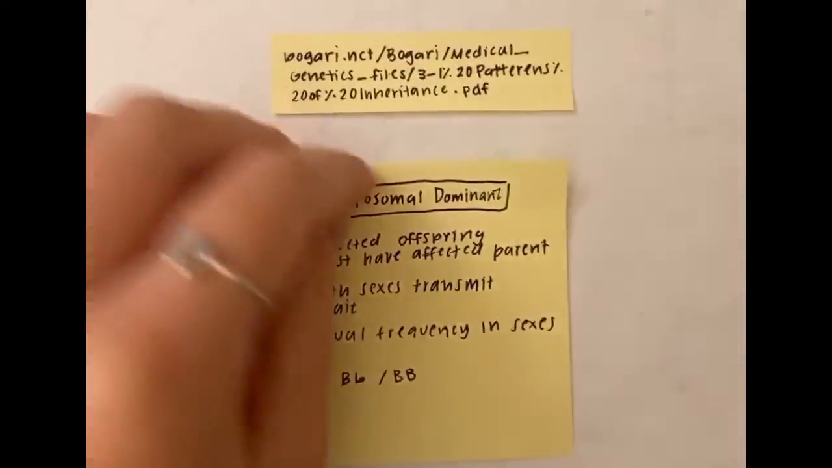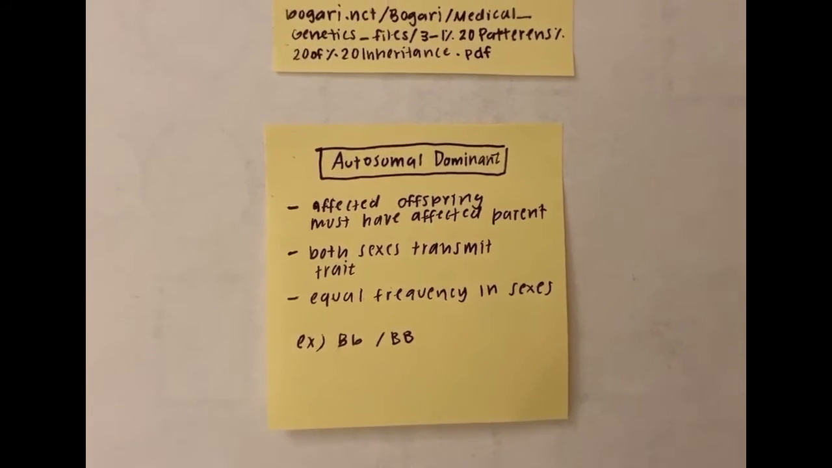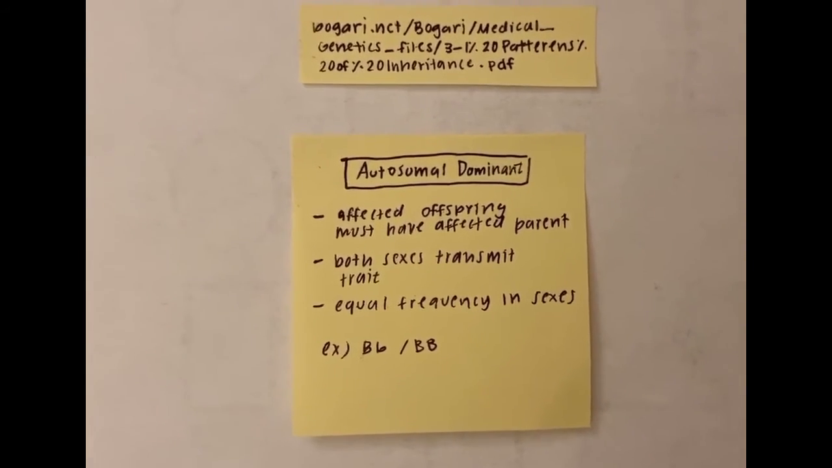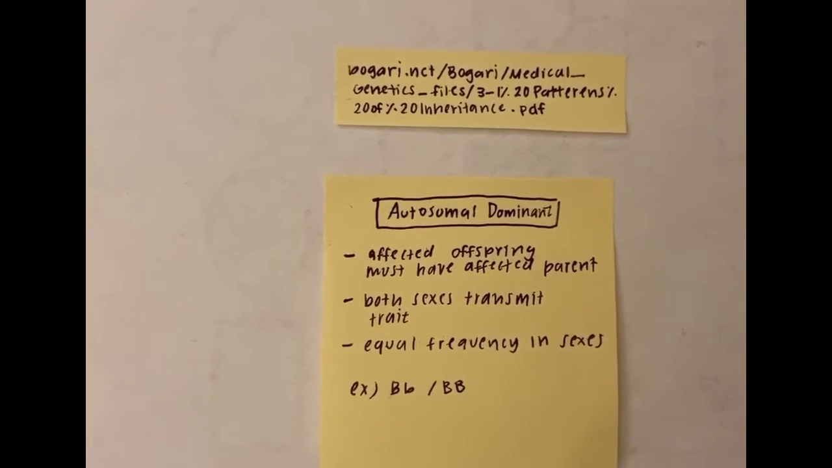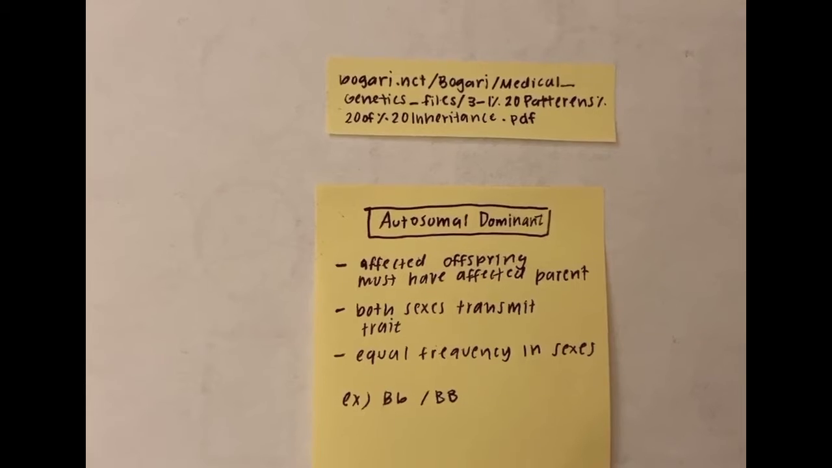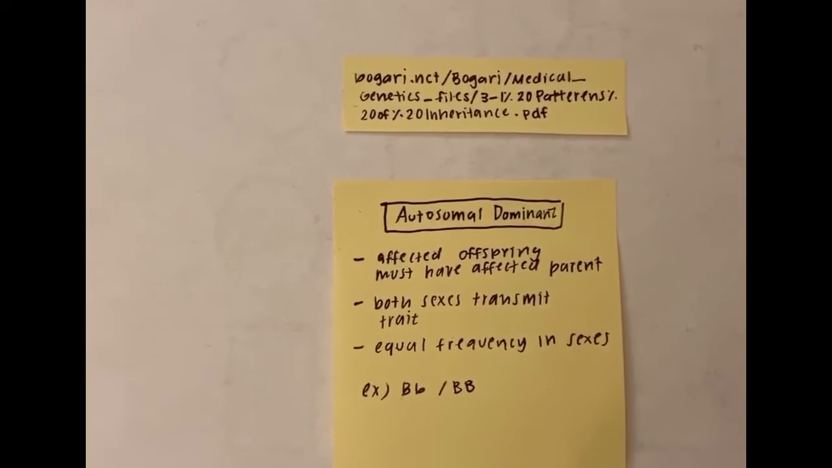The third is autosomal dominant, where we see affected offspring must have an affected parent. Both sexes can transmit a trait, and the trait is often in an equivalent frequency between sexes. An example may be heterozygous Bb or the homozygous BB.